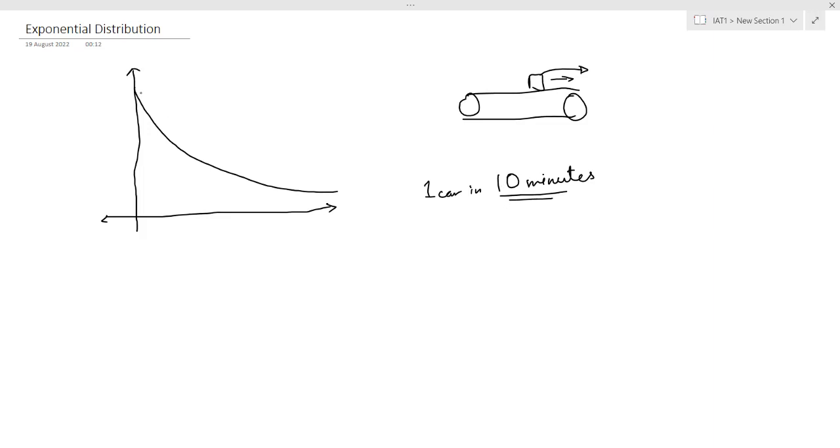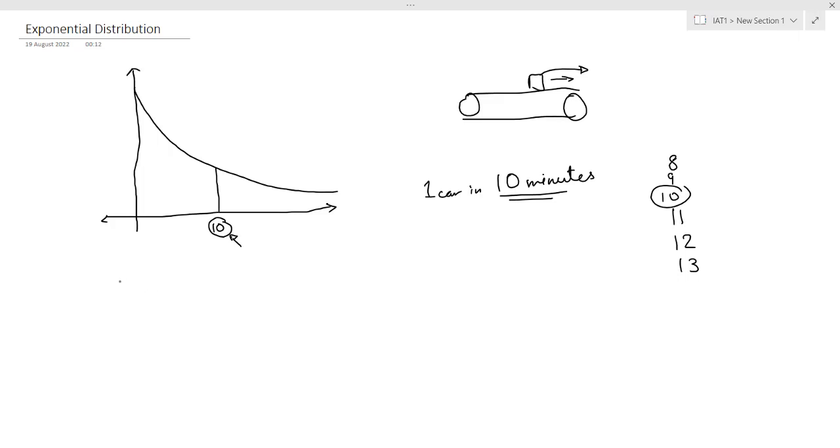So in case of exponential distribution, what does it say? It says that the probability of getting a car out in 10 minutes is very high. It is possible that it might take 11 minutes, 12 minutes, 13 minutes. It is also possible that one car might get manufactured in 8 minutes or in 9 minutes, but 10 is the average. Getting it before is also possible, getting it afterwards is also possible, but the most possible time for getting the car out is 10 minutes.